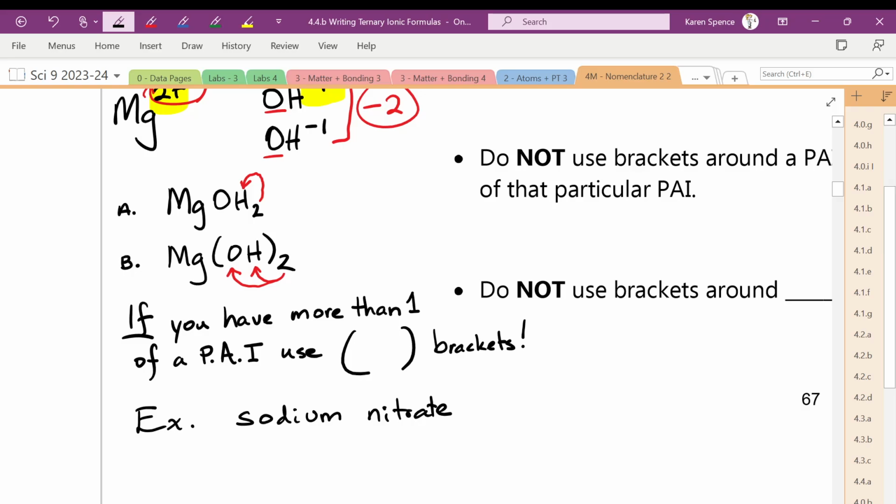Okay, sodium nitrate. Symbol for sodium is Na. It's in column number 1. What is its charge? Column number 1. Charge is 1. Its charge is 1 plus.